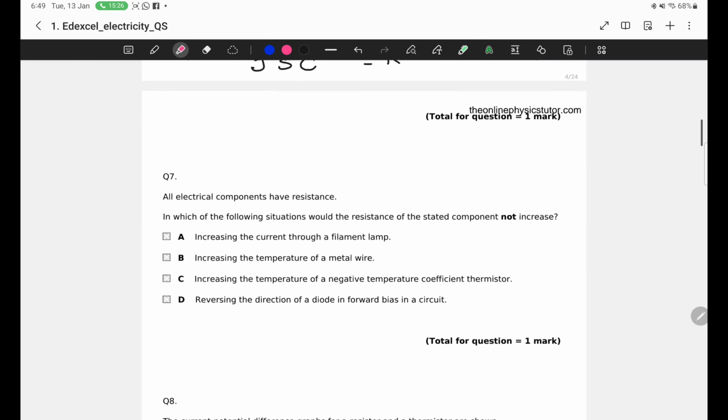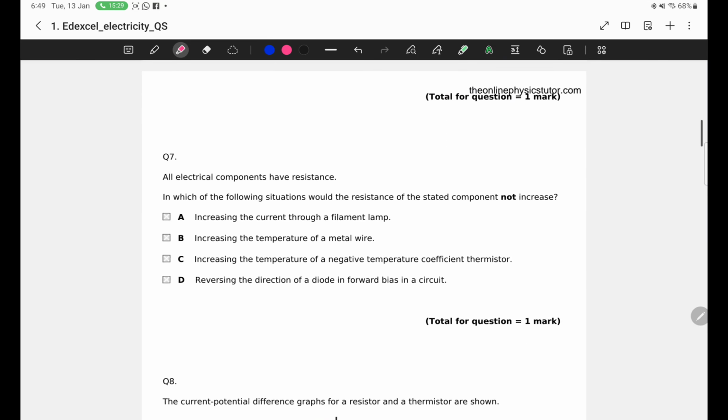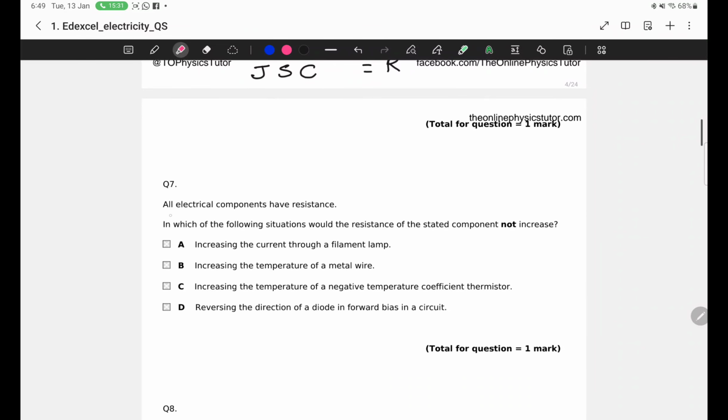Okay, beta. Now we have question number 7. All electrical components have resistance. Yes, it is right. In which of the following situations would the resistance not increase?